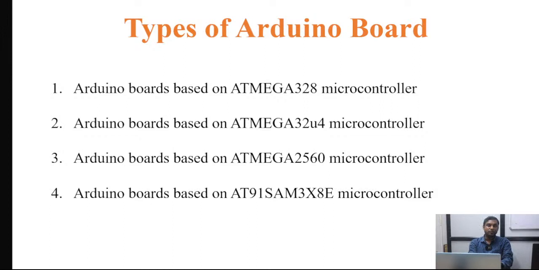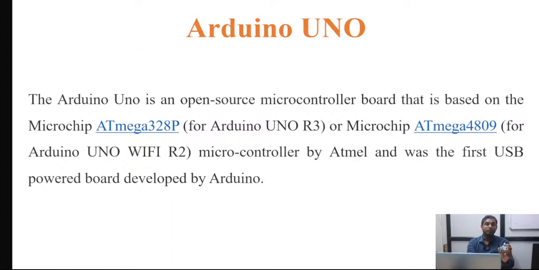So what is an Arduino board? Out of these Arduino boards, I am selecting Arduino Uno. It is an open source microcontroller board. You can see here, this is an Arduino Uno board. Arduino Uno is an open source microcontroller board in which the Atmega 328 microcontroller is there. That is called Arduino Uno R3, or in some cases Atmega 4809 is also there, that is called Arduino Uno Wi-Fi R2. These microcontrollers are made by the Atmel company. This is the first USB powered board developed by Arduino.